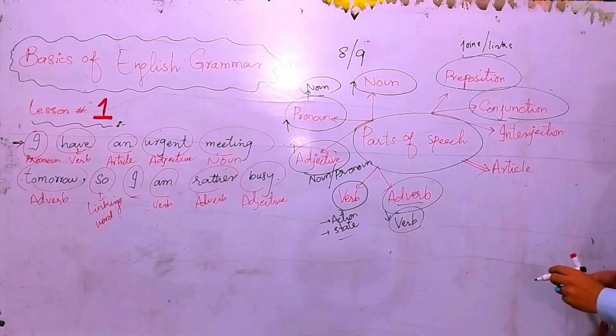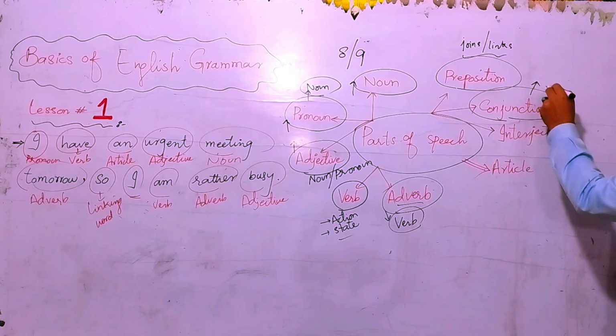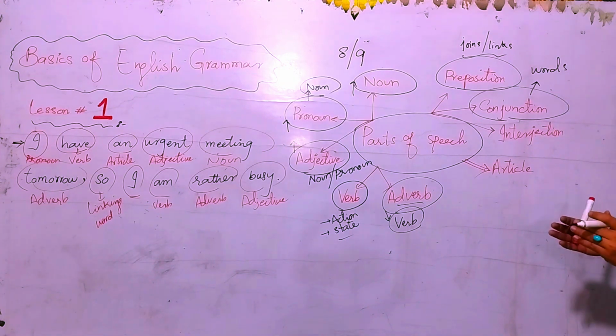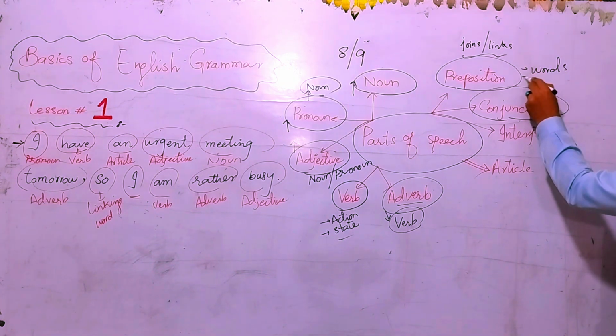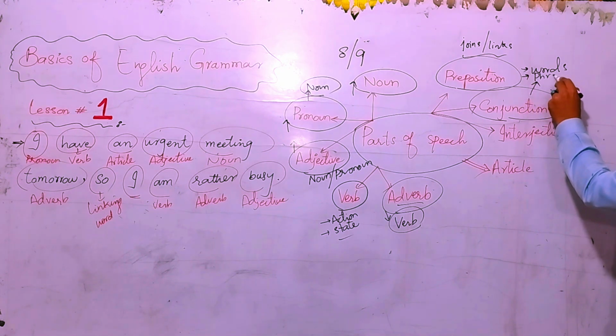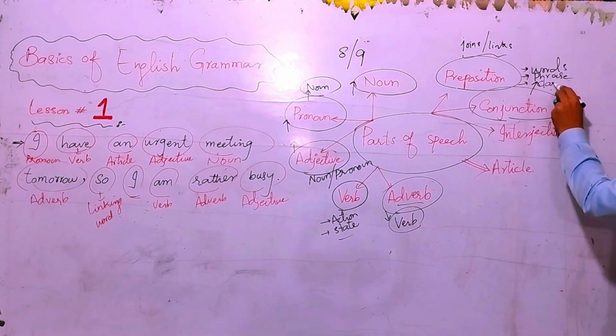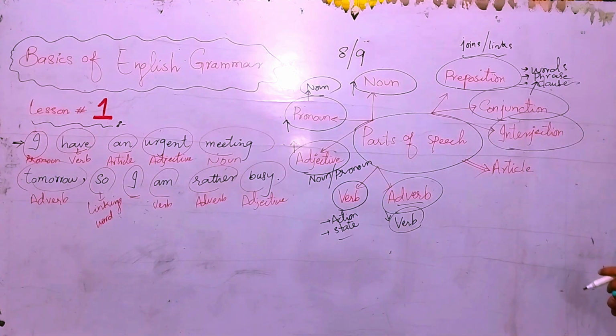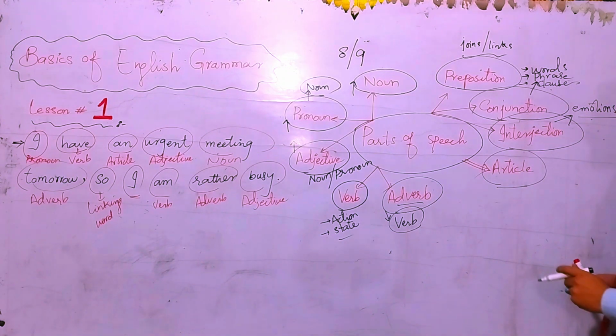The next one is conjunction. Conjunction is used to join words. They join more than one word together, or a conjunction is used to join phrases or clauses. The second last one is interjection. Interjections are words which express certain emotions. They are the words which are attached to certain emotions. And the last but not the least is articles.